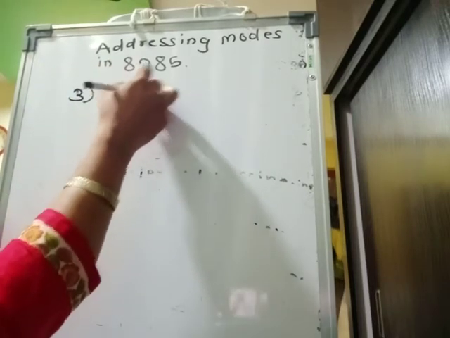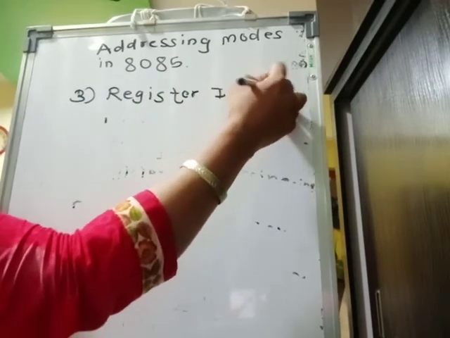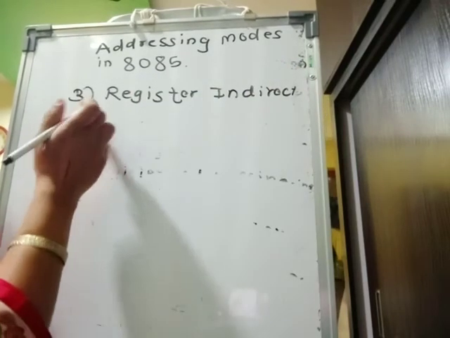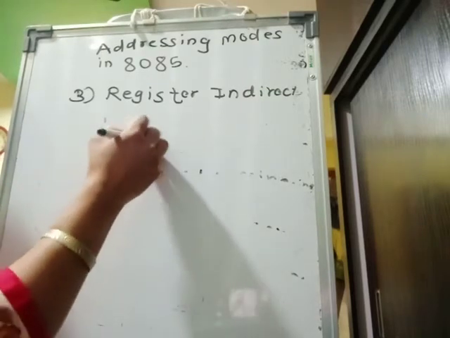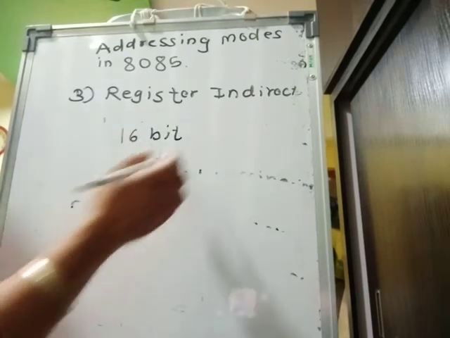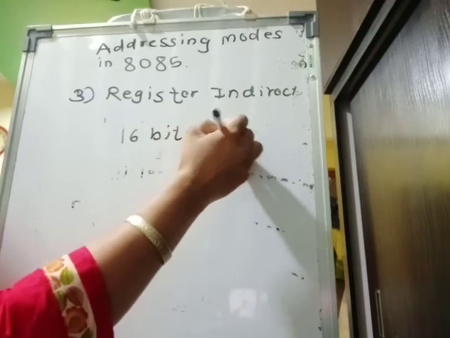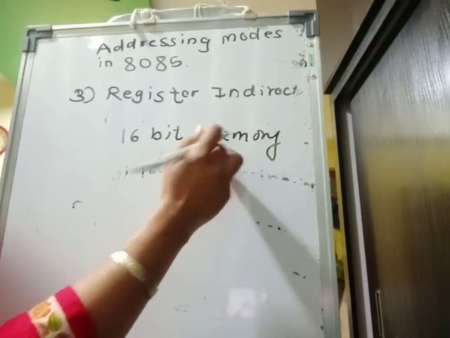Register indirect. In this case, register indirect instructions are always 1 byte instructions, and the register pair specifies the 16-bit address of the memory location.